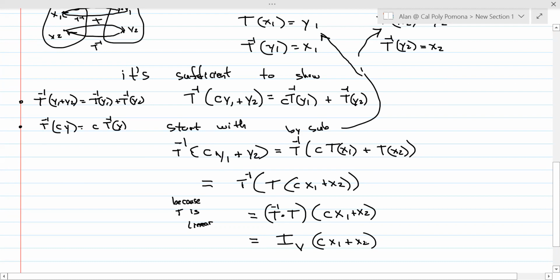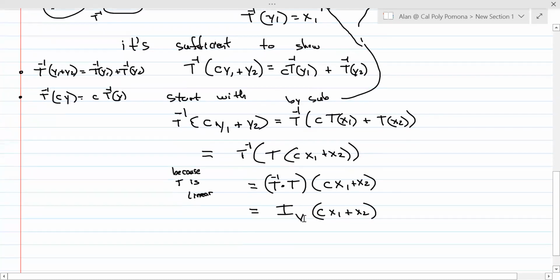They don't even call it that, but that's okay. And so this is from the definition of what an inverse is about. Whenever you compose, this is our definition of what an inverse does. When you take the inverse of a transformation times the original transformation, you get the identity. So this is from our definition of what T inverse is about.